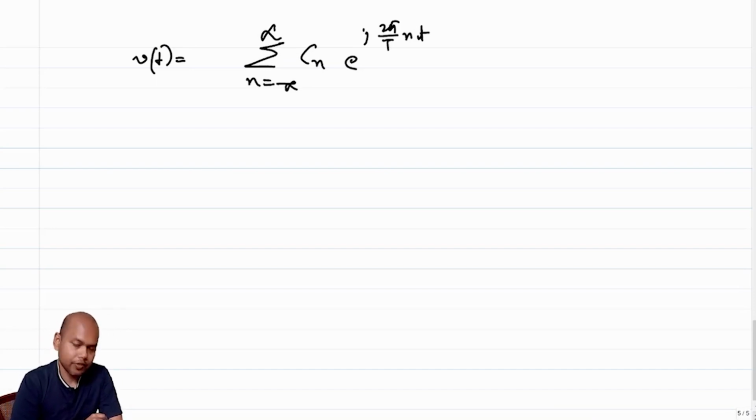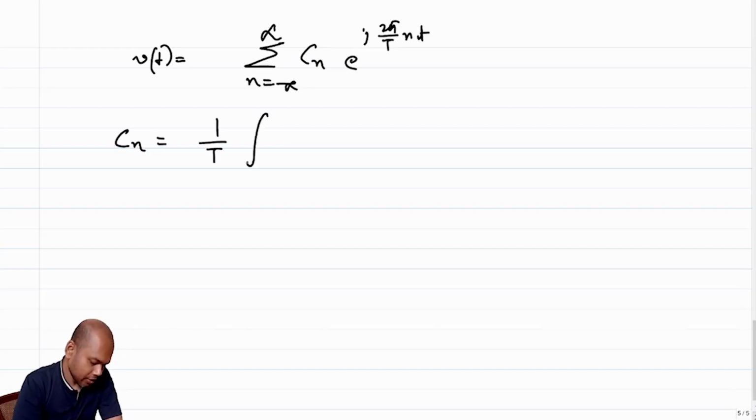where n goes from minus infinity to infinity, where Cn is equal to 1 over T, where T is the time period, integral of V(t), sorry, I made a mistake here, integral of V(t) times e to the power minus j 2 pi by T n t dt, and this integration limit is for one period, 0 to T.